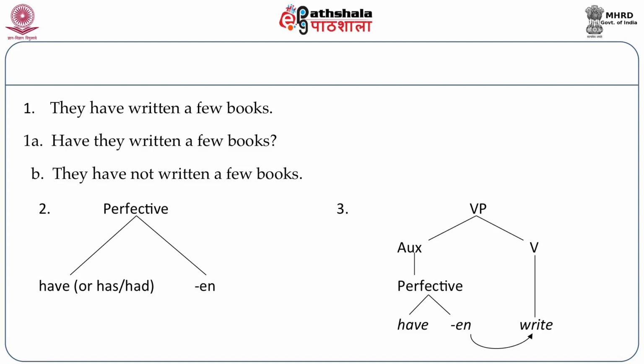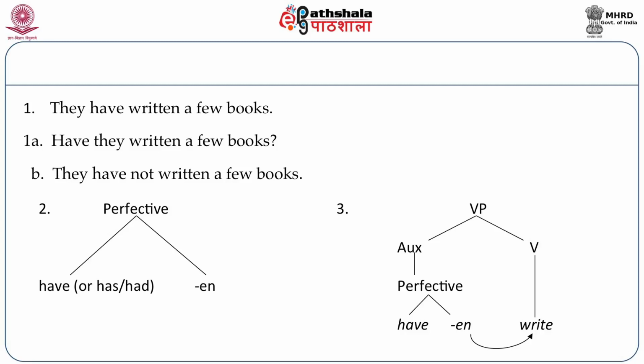They have written a few books, and you see that we can make a question from that. Have they written a few books? Because it's an auxiliary verb, it can be moved. Similarly, we can use not after have and get a negative sentence. So we can say they have not written a few books.